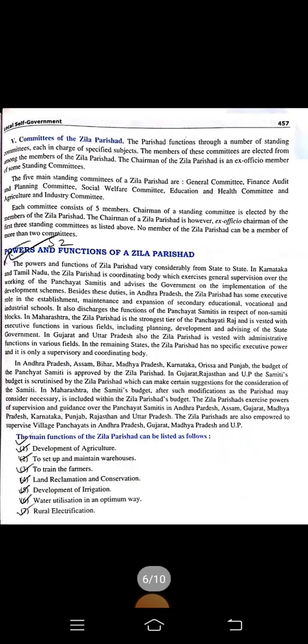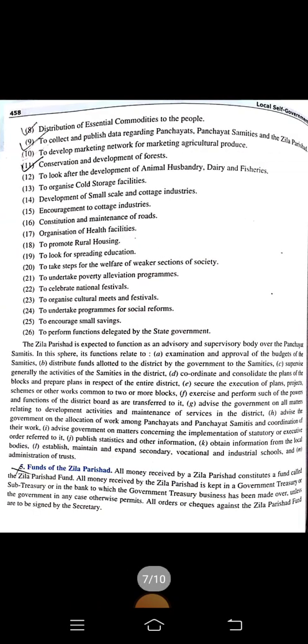Next we are having what is a function. The main function of Zilla Parishad is developing the agriculture, to set up the maintenance of the warehouses, to train the farmers, land reclamation and conservation, development of irrigation, rural electrification, water utilization in the optimum way. Encouraging cottage industry, small scale industry, then organizing cold storage facilities, encouraging small savings, organizing meetings and festivals, and many more.